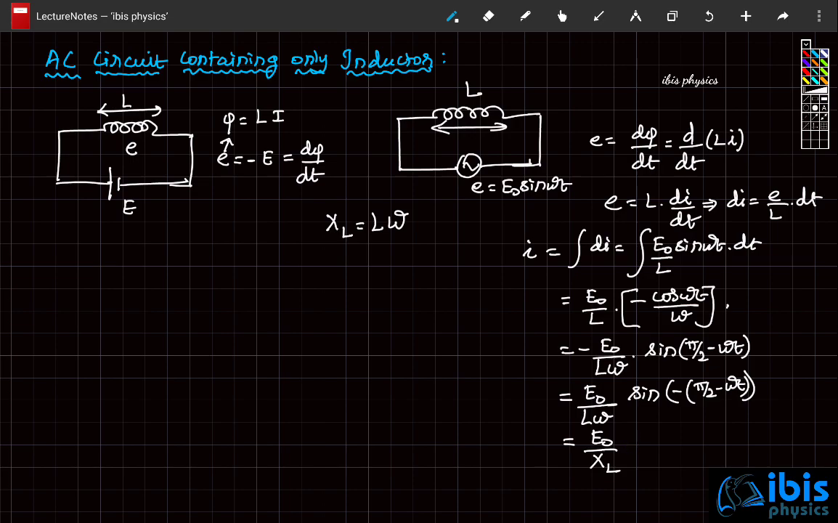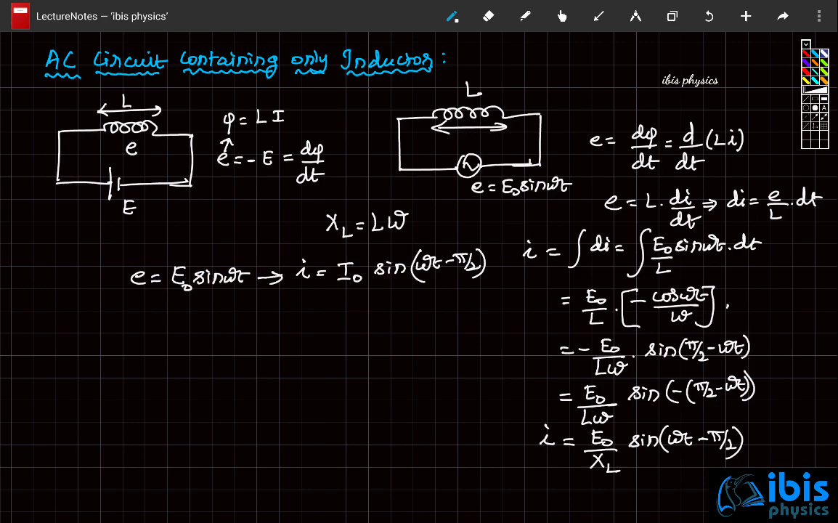So sine becomes cos, sine of omega t minus pi by 2. Let me write this here: I equal to E naught by XL, the maximum value of current, into sine of omega t minus pi by 2. If you look at this, we applied E equal to E naught sine omega t, whereas the current across the inductor is I naught sine omega t minus pi by 2. Here it lags: this is sine omega t, this is sine omega t minus pi by 2.